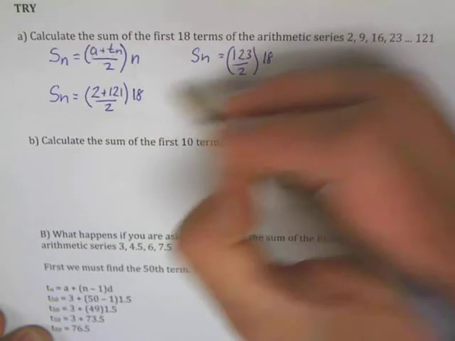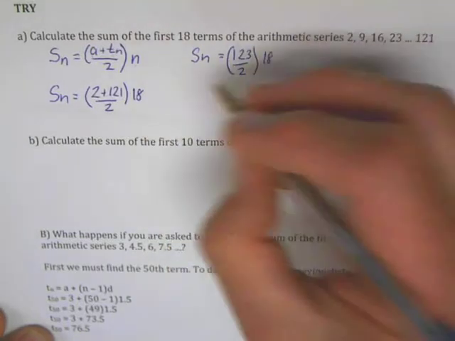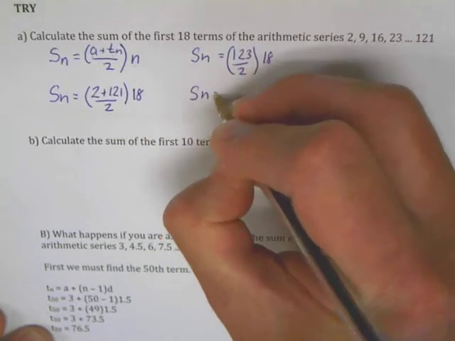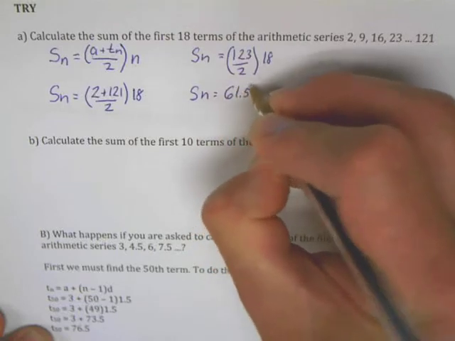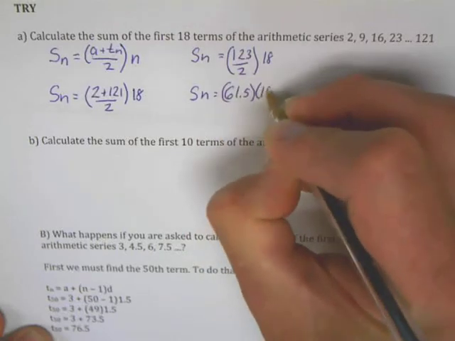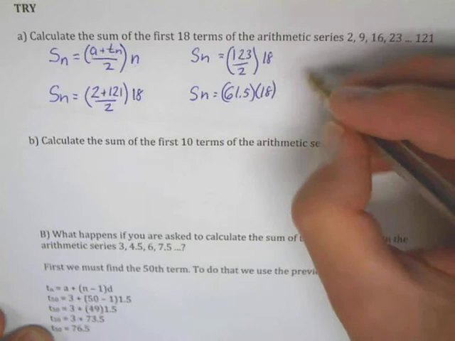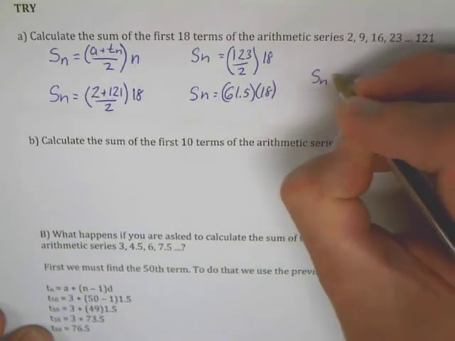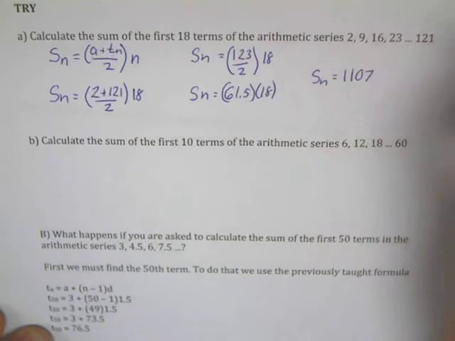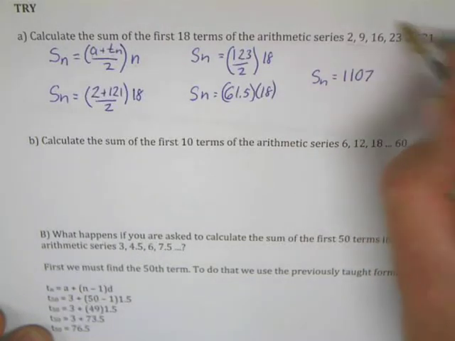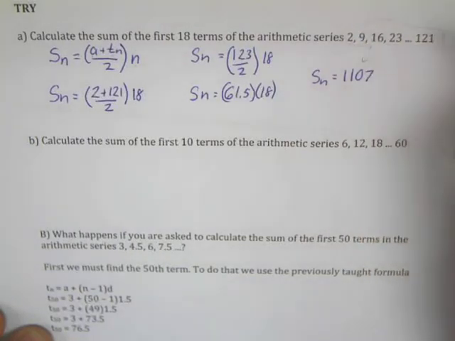Once again, we do the work in the brackets before we come outside. Sn is equal to 123 divided by 2 is 61.5, times 18, and 61.5 times 18 is equal to 1,107. So all these numbers add up to this total right there.